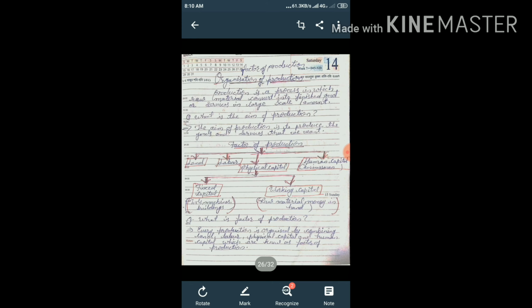What is the aim of production? First we understand the definition of production. Production is a process in which raw materials are converted into a finished good. For example, if we cultivate wheat in our field, in our farm, then wheat is the raw material. Wheat is converted into flour, and flour is the finished good. Just like it, production is the process in which raw material is converted into finished goods or services on a large scale. That is production.